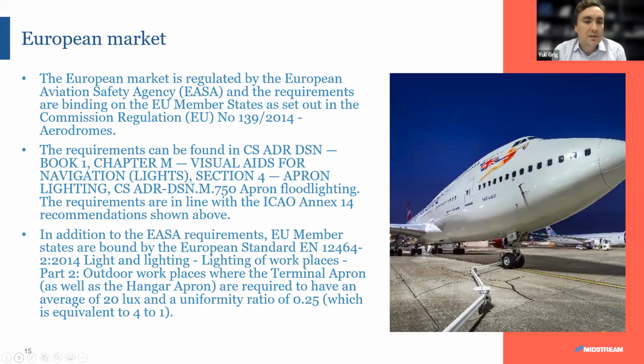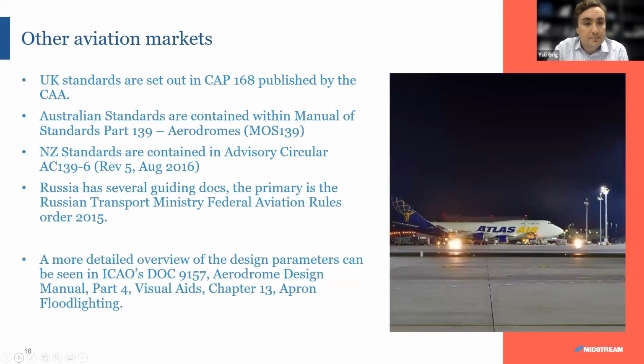And it talks about the terminal apron as well as the hangar apron. And these are required to have an average of 20 lux and a uniformity ratio of 0.24, which is basically 4:1. So it's the same, and you've got 2 pieces of legislation there that are binding on European members.